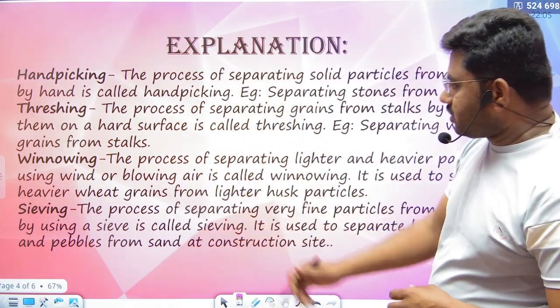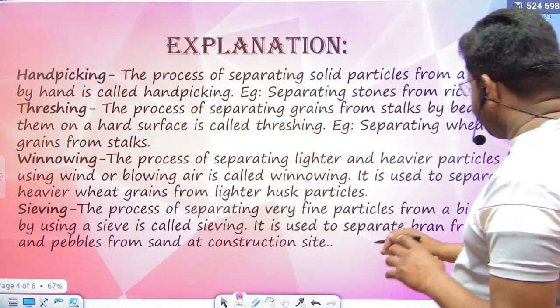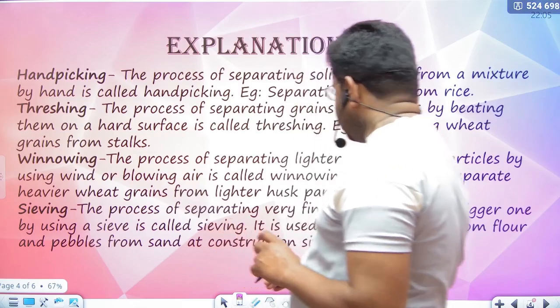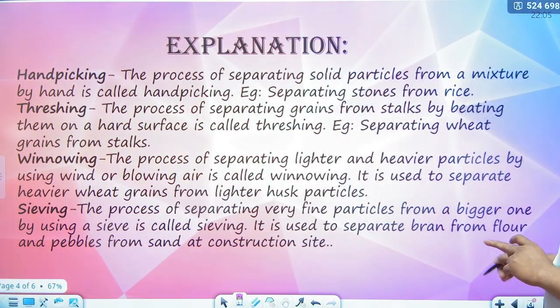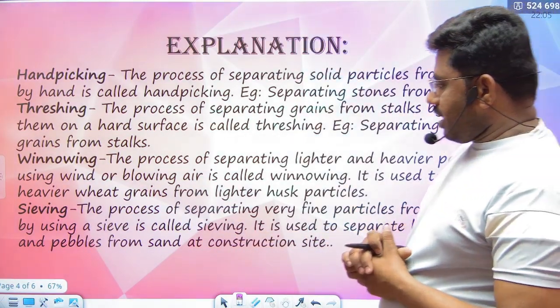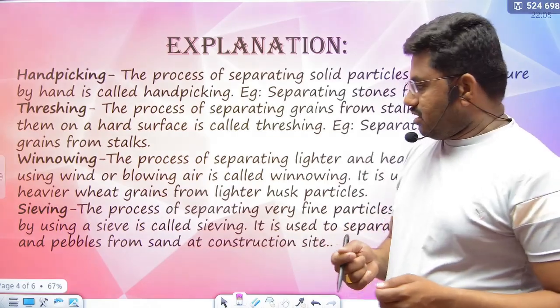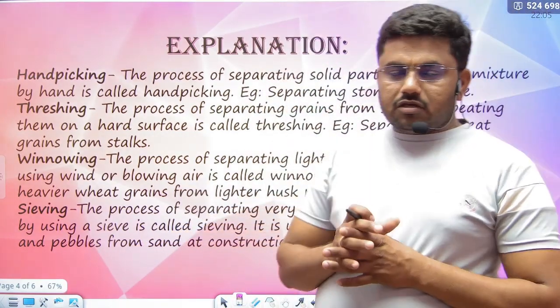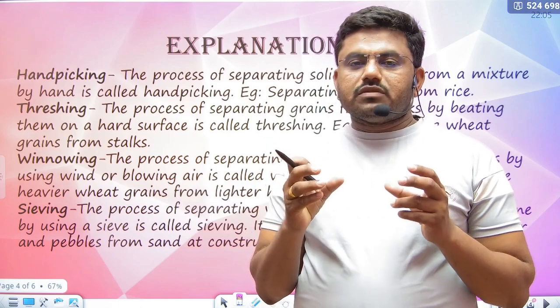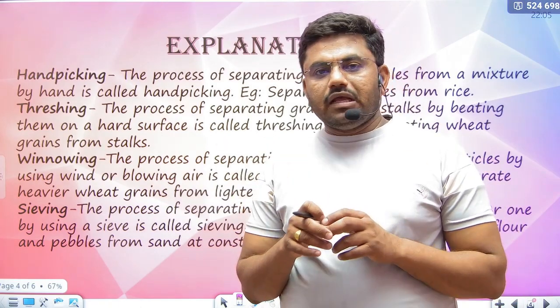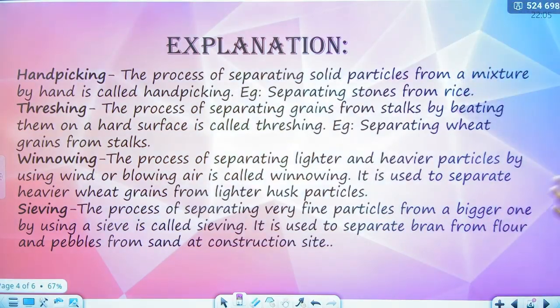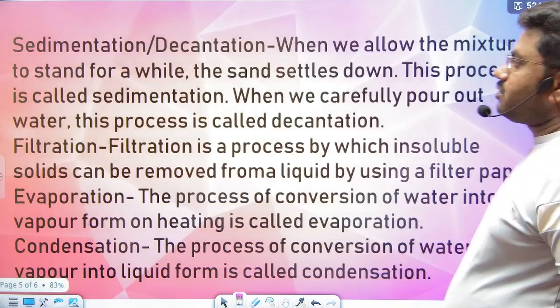The next one is the sieving process. The process of separating very fine particles from the bigger ones by using a sieve is called sieving. It is used to separate the bran from the flour, and by using a strainer, pebbles from the sand at a construction site also. With big stones we cannot construct properly, so we have to separate them, and that method is known as sieving.